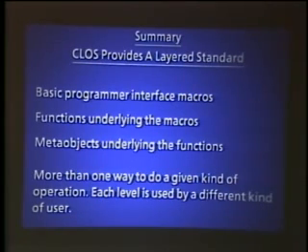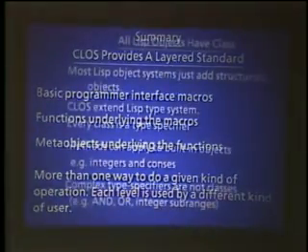So now I want to give a summary of what's happened and where we are with respect to CLOS. What I talked about is a layered approach to building a standard. Namely, there are some basic programmer interface macros. These are things that make a language that's easier for programmers to use, like defclass and defmethod and defgeneric. I've said something about the generic functions underlying the macros, and I've more importantly said that underneath all that there is a set of meta-objects which have methods which underlie those functions. And there's more than one way to do a given operation, but each level would be used by a different user.